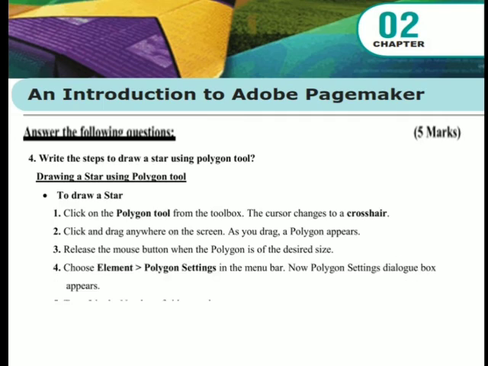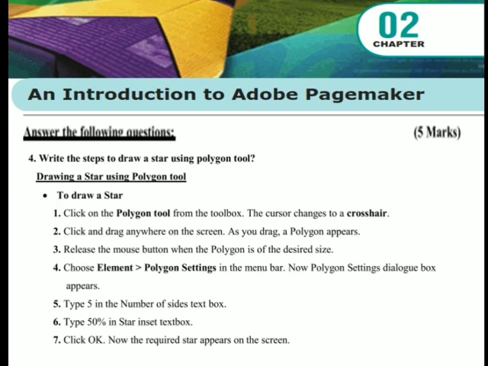Choose Element, Polygon Settings in the menu bar. Now the Polygon Settings dialog box appears. Type 5 in the number of sides text box. Type 50% in the star inset text box. Click OK. Now the required star appears on the screen.